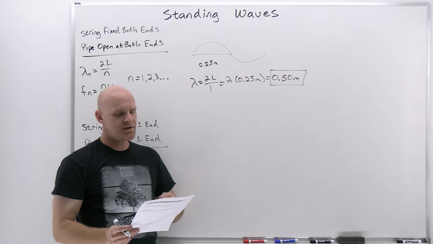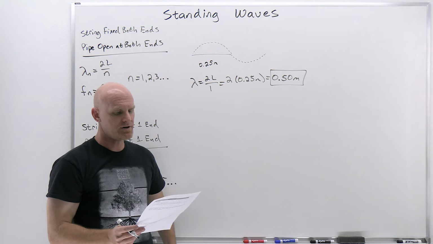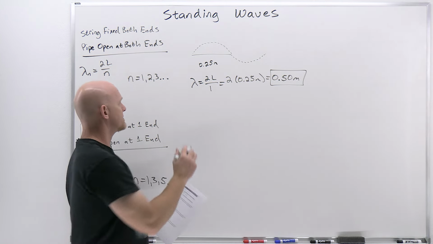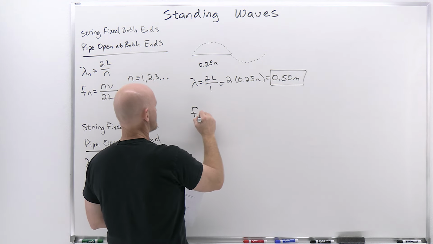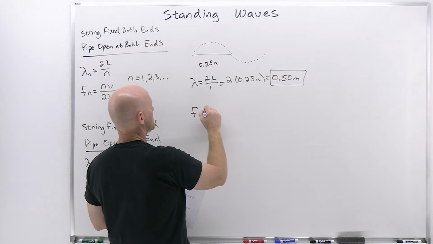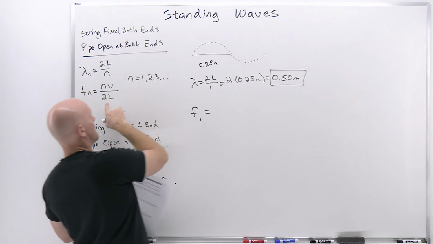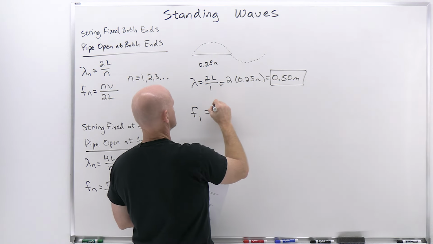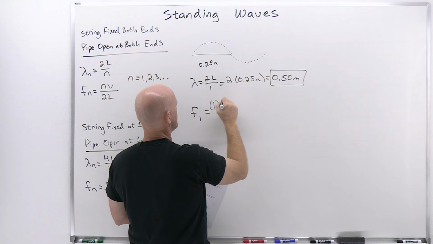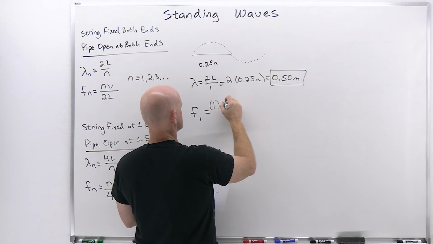Second half says if the speed of sound in air is 340 meters per second, what is the fundamental frequency? And so again, here, fundamental frequency is f1, where n equals 1. And again, it's going to equal nv over 2L. That's going to be 1 times the v we're given.